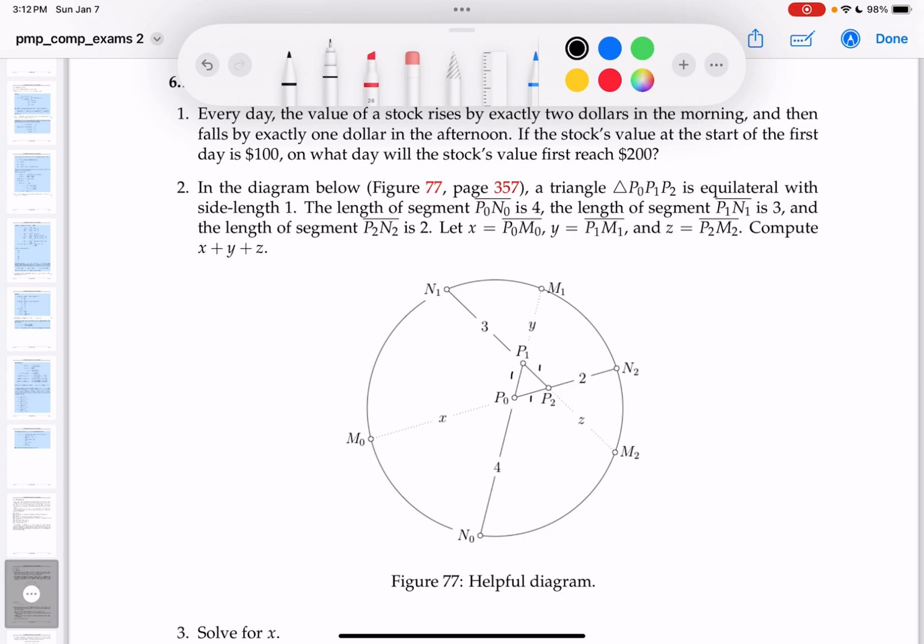They go on to say X is equal to M0, P0. I do see that clearly labeled. Let me see, P1, M1. I'm just looking at the picture. P1, M1 is Y. Yeah. And P2, M2 is Z. So the diagram's labeled pretty nicely.